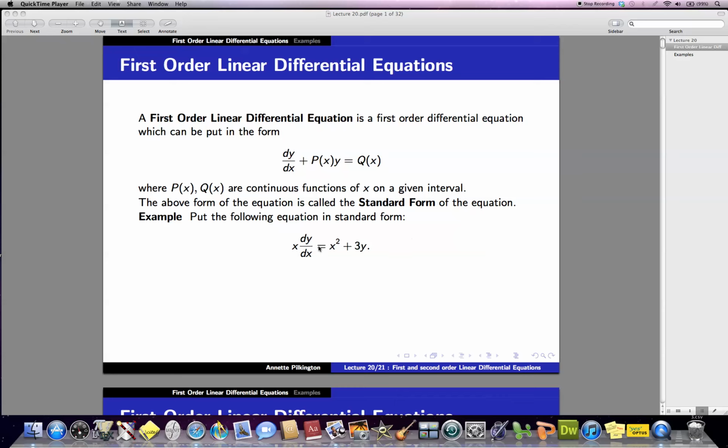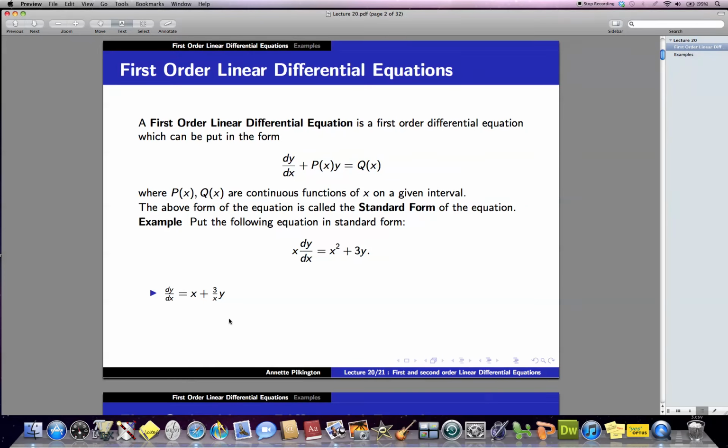And here's an example, although it is not yet in standard form. We have to manipulate this equation to get it into standard form. And so we start by dividing across by x, and we get dy/dx equals (x plus 3 over x) times y. And then we bring the y term over to the other side. And now we see that this is a first-order linear differential equation in standard form.